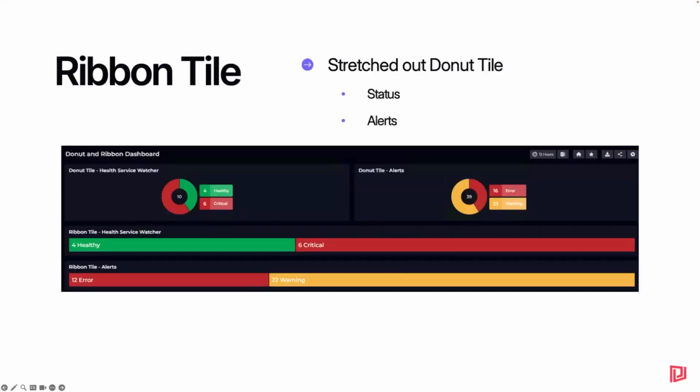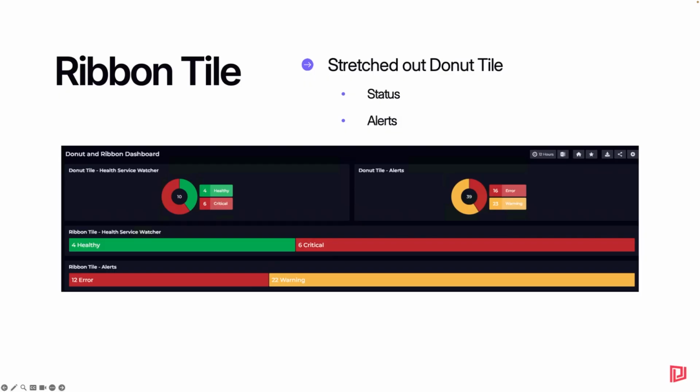And now for something new, a brand new tile type. In Dashboard Server 7.1, we've introduced the ribbon tile. The best way to think about the ribbon tile is as a flattened out donut tile. If you've used the donut tile to visualize proportional data, like alert distributions or state breakdowns across your environment, you'll immediately get the ribbon tile.